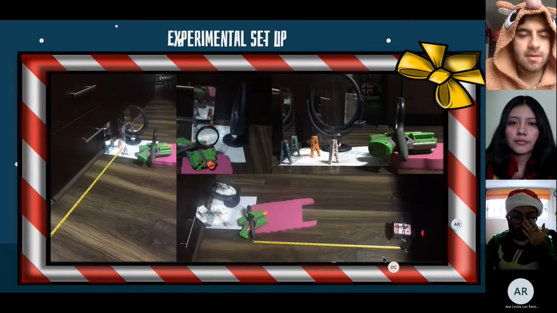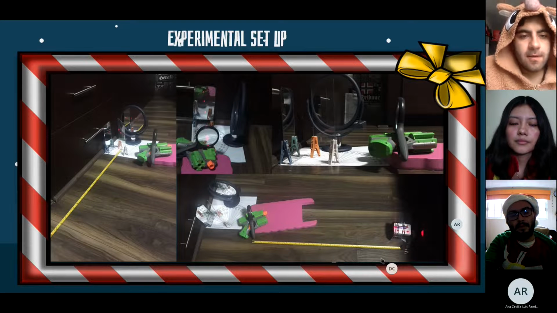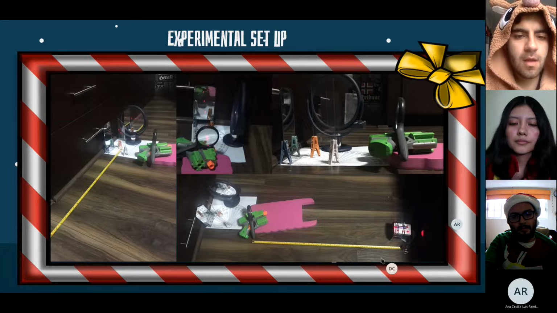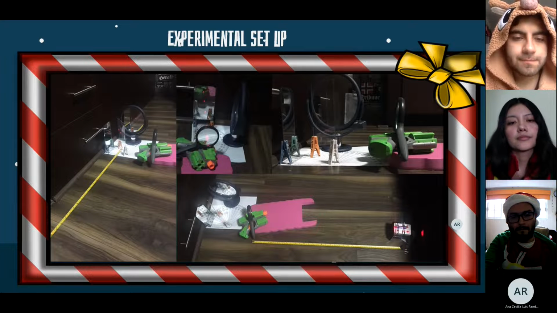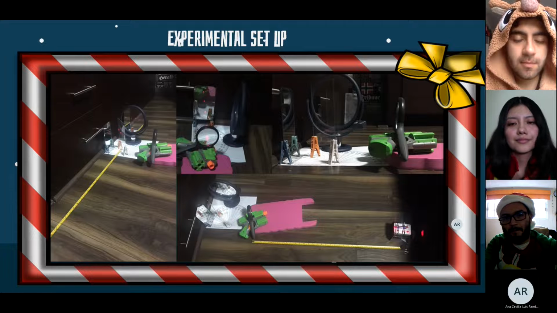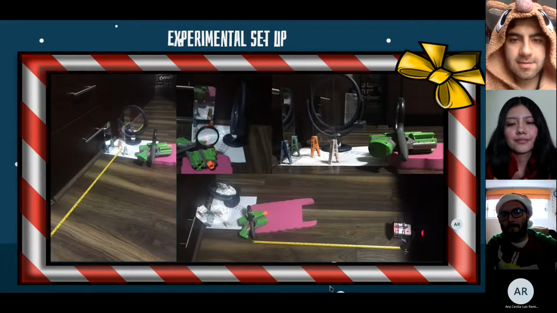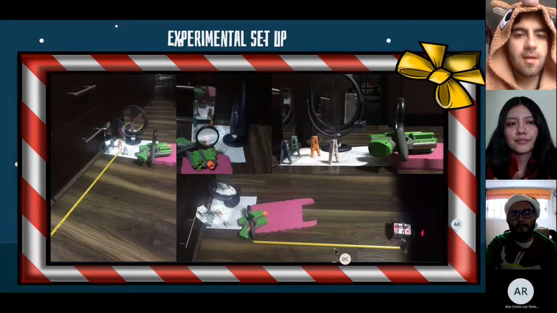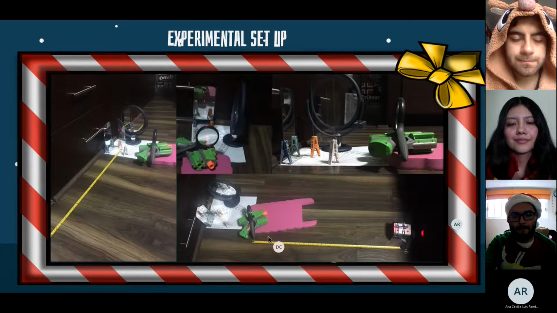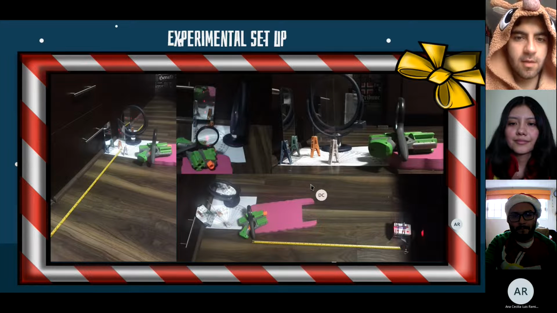This was the experimental setup that we used to build the interferometer. We used materials that we found at home. We used something to hold the magnifying glass, in this case a Nerf gun that we had. We used some clothespins to hold the mirror and the beam splitter. We also used a mirror that could change the angle.